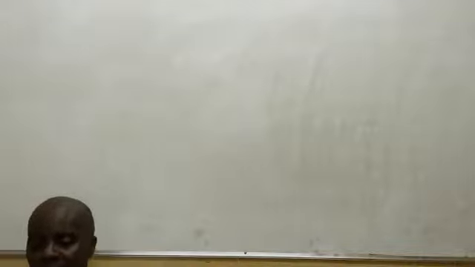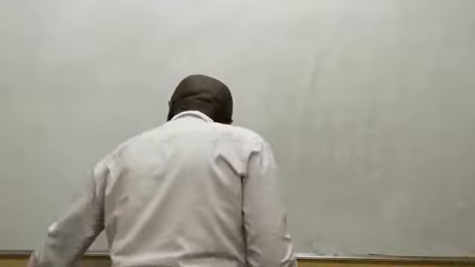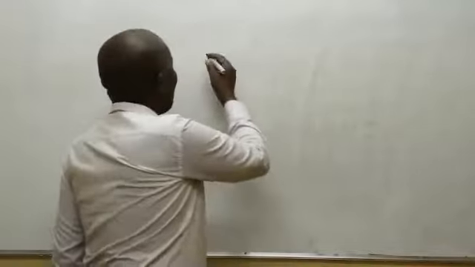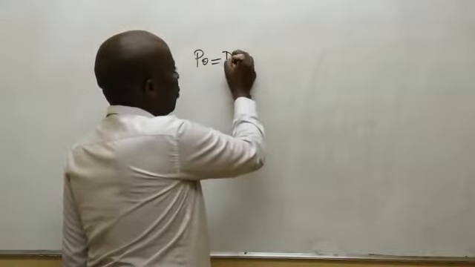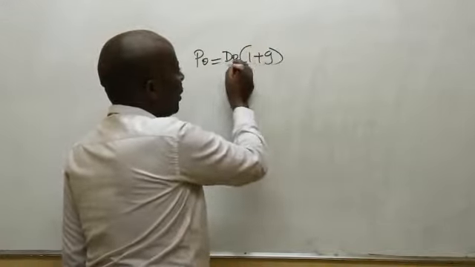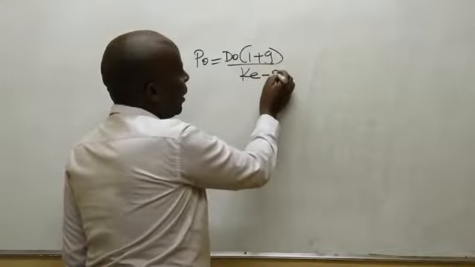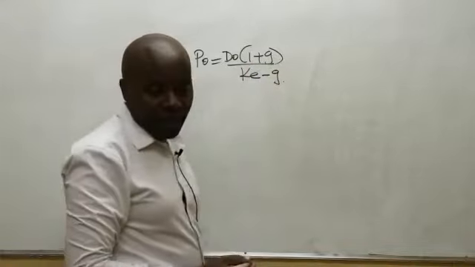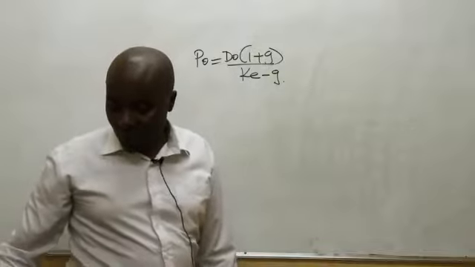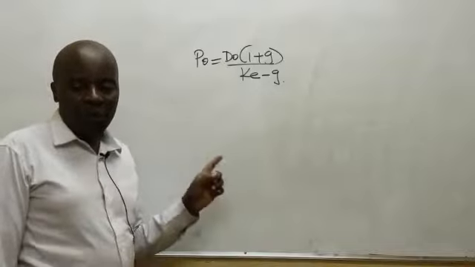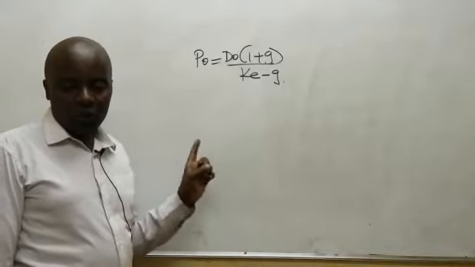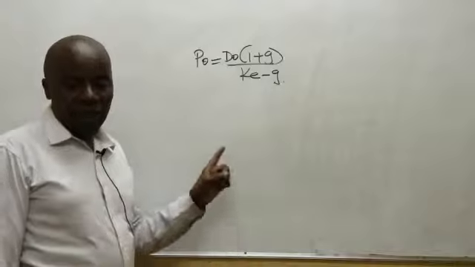Great. Now, ladies and gentlemen, if you remember very well, we said for us to be able to value an ordinary share, P0 should be equal to D0 into 1 plus growth rate all over cost of equity minus growth rate. Quite an important formula for us. P0 equals D0 into 1 plus g all over cost of equity minus the growth rate.